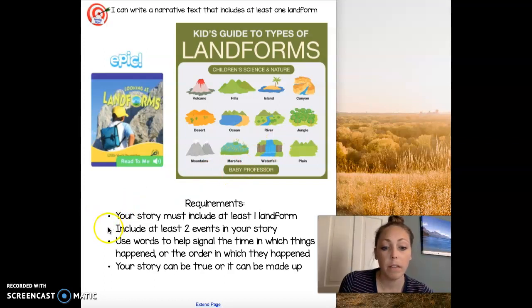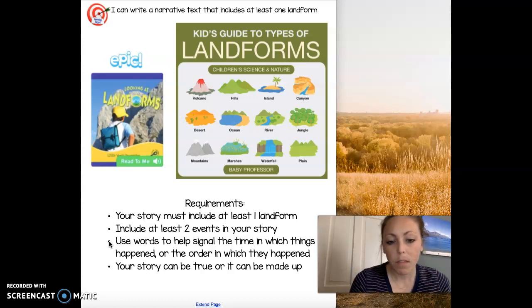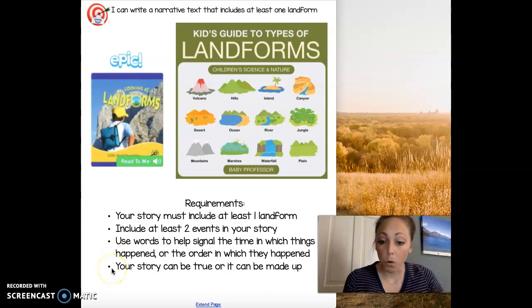And you need to have at least two events in your story. Okay, I'm going to be giving you an example of my story on the next slide, but you do need to have two events in your story. You also need to use words to help signal the time in which things happened or the order in which they happened. And again, if that's confusing to you, I'm going to show you an example in my story on the next page. Lastly, your story can be true or it can be totally made up. You can make up characters and places as long as you're including a landform in it.